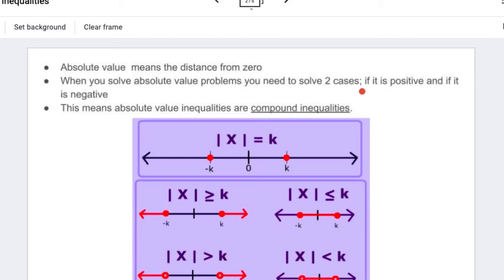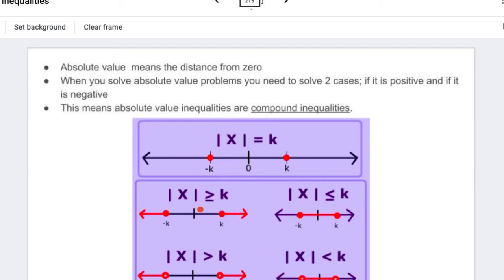So if the absolute value of x is 2, you know that x is either 2 or x is negative 2. If it's positive and if it's negative. So you need two cases. If you're solving two cases and it's an inequality, that means it's a compound inequality. So again, if the absolute value of x is k, that means there's a dot at k and a dot at negative k, whatever k is.